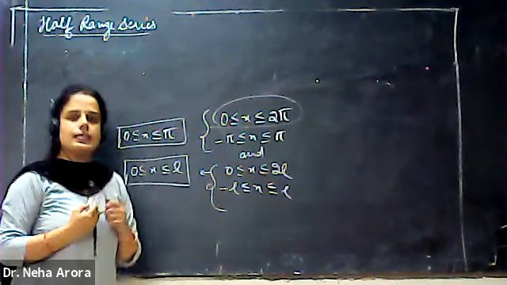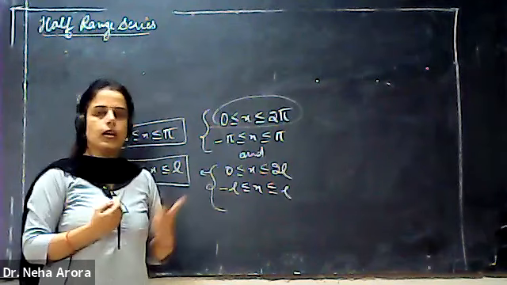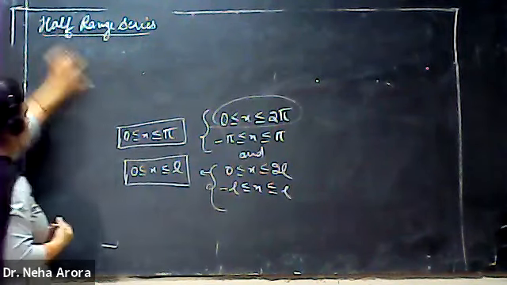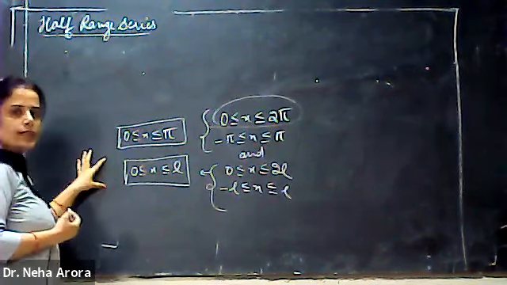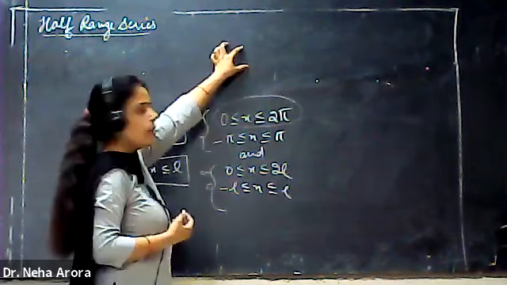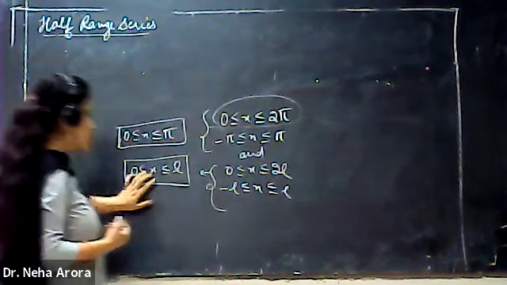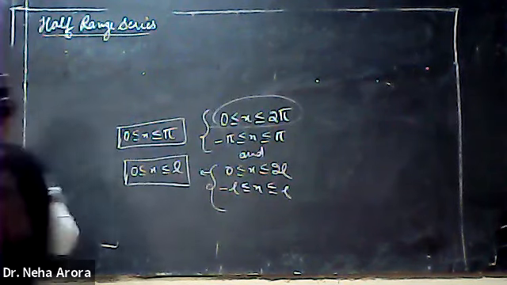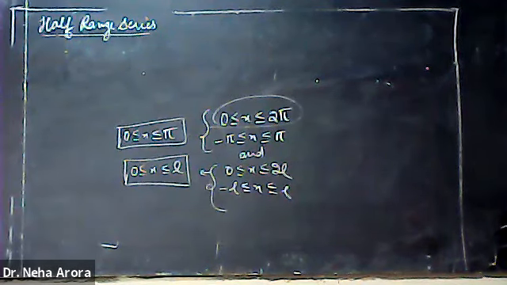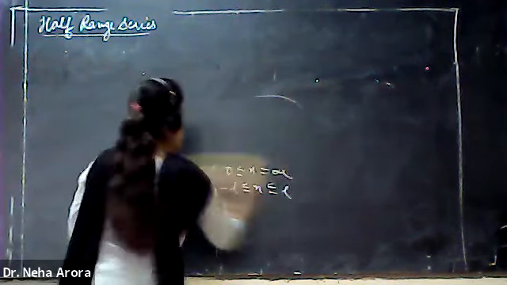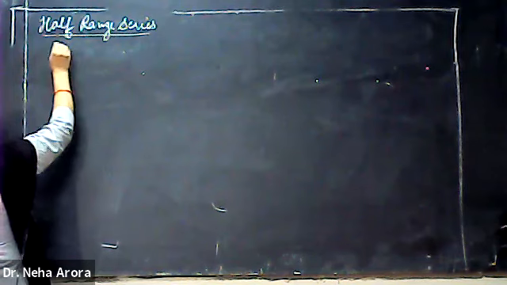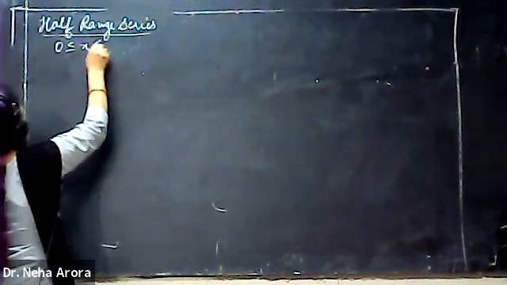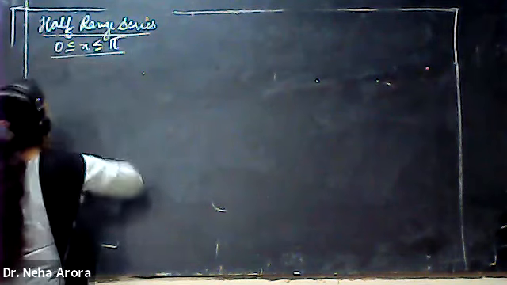Now half range series is of two types. One is cosine series and another is sine series. So we will make two categories, half range sine series and half range cosine series. Similarly, under the category 0 to L, we will divide it into two parts, half range cosine series and half range sine series. Because sometimes it is required to expand any function in the half range. So that's why we are going to do this. So, firstly, let's consider the limit 0 to pi, right?